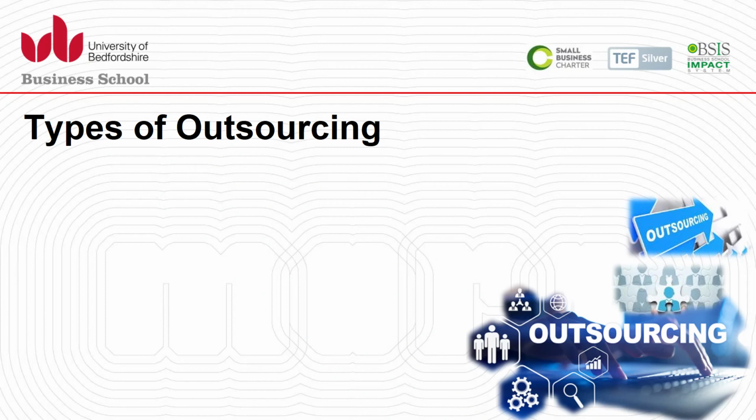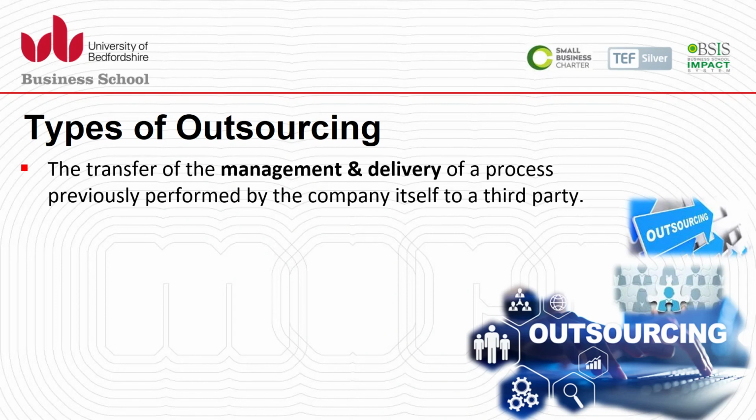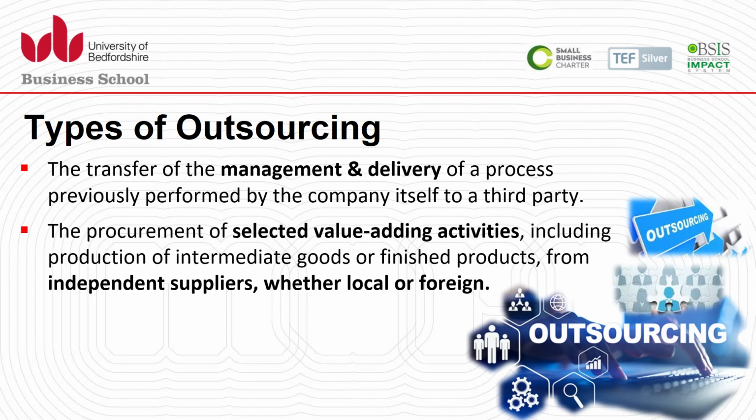So there are a few examples like professional outsourcing, IT outsourcing, manufacturing, project, process, operation. So we have to see the transfer of the management and the delivery of the process previously performed by the company itself, now to be done by a third party through an agreement or contract. The procurement of selected value adding activities, including the production of the intermediate goods or finished products from independent suppliers, whether local or foreign, is another key type of outsourcing.